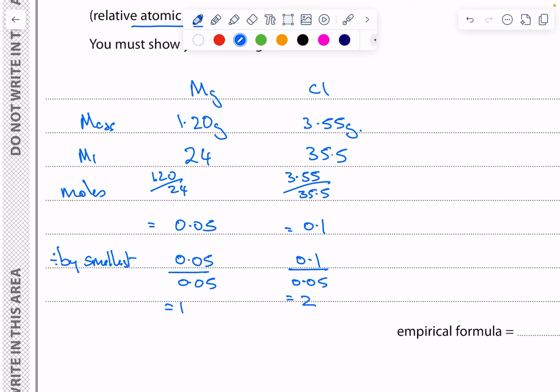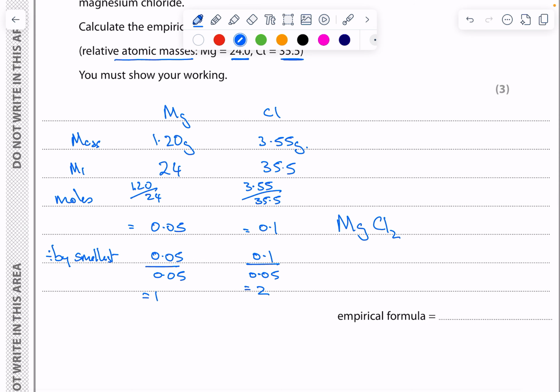So therefore, my empirical formula would be Mg. Mg gets number 1, and chlorine gets number 2. So Mg is just Mg, and then Cl2. Now they're giving you 3 marks for this question. So you would get a mark in here for setting out that you're going to do that. You then get a mark in here for the ratio, and you get a final mark for writing down it's a 1:2 ratio.